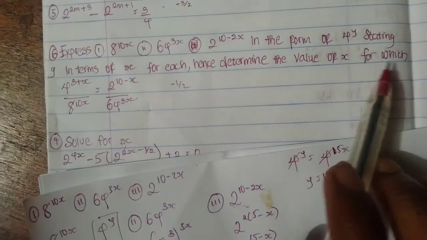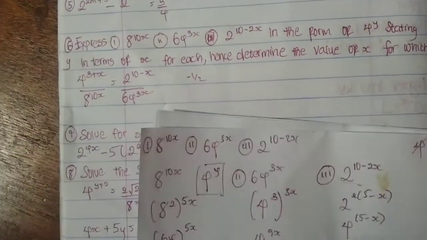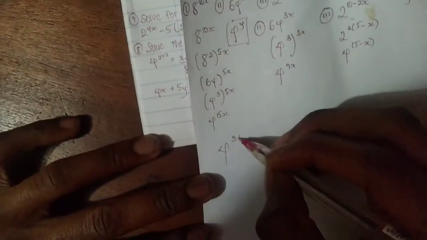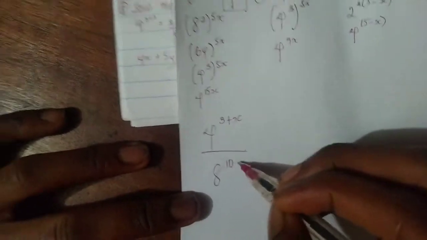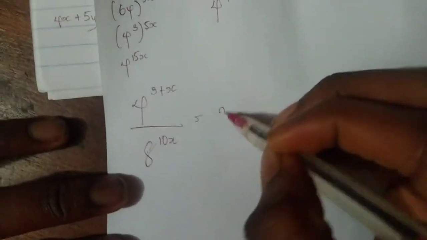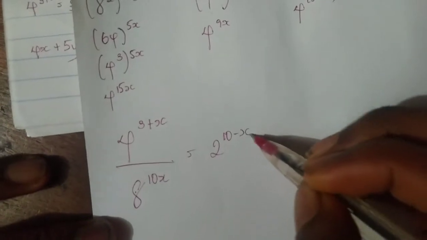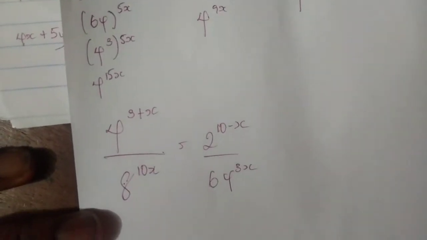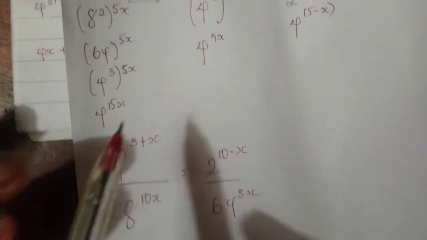The third sentence says hence determine the value of x for which this equation holds. So let us start solving. That is 4 to the power of 3 plus x all over 8 to the power of 10x is equal to 2 to the power of 10 minus x all over 64 to the power of 3x. We use our above values, we will put them here so we can solve better.